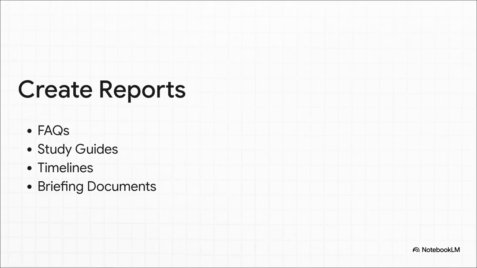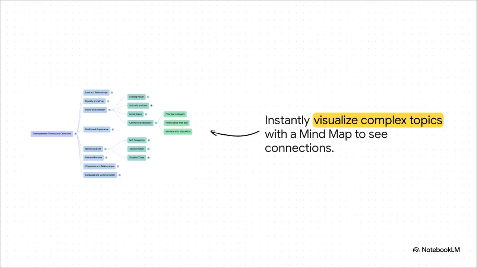For instance, you can create a whole bunch of different reports. We're talking things like an FAQ, a study guide, a timeline, or a briefing document. And the best part? You can generate these automatically with just a click. I mean, what an incredible time saver. And if you're a visual thinker like me, the mind map feature is, well, it's a total game changer. It can take a really dense, complex topic and just lay it out for you visually, showing you exactly how all the different ideas connect. It's a fantastic way to see the whole landscape of your topic in just one glance.